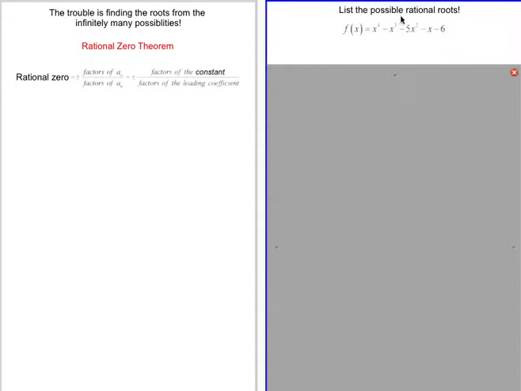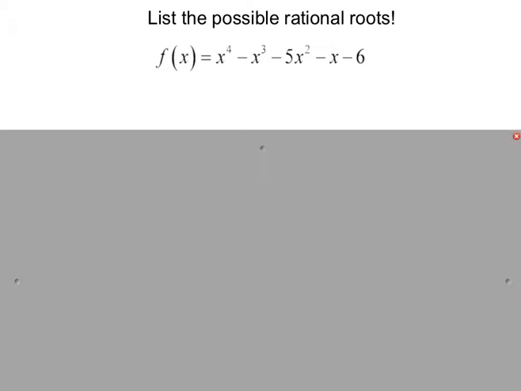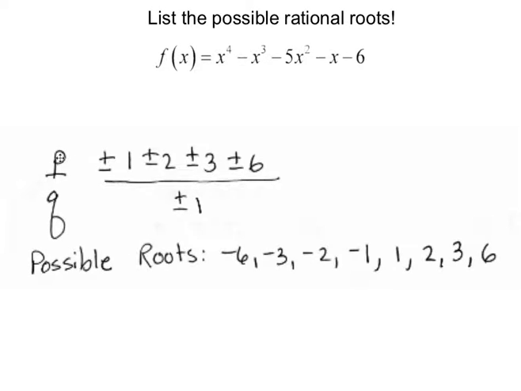So the way that this works is this. If I want to list my possible rational roots, I'm going to write out my factors of the constant over my factors of the leading coefficient. For whatever reason, we call these p's over q's. P's are the factors of my constant, so of negative 6, I have plus or minus 1, plus or minus 2, plus or minus 3, and plus or minus 6. My leading coefficient is 1, so my factors of my leading coefficient are plus or minus 1.